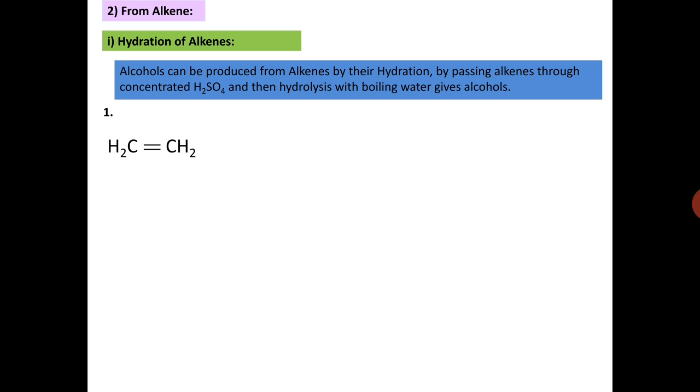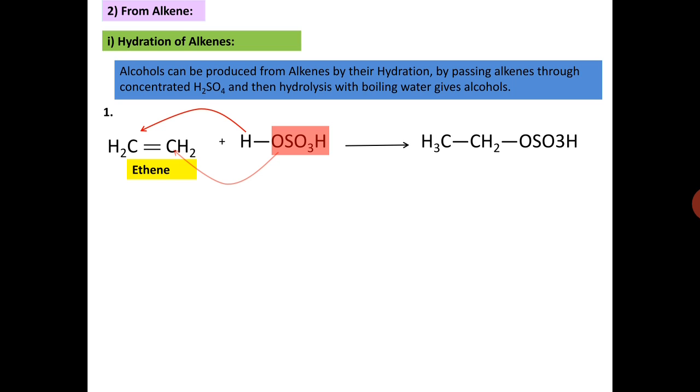The first example is CH2=CH2, ethene, and when it is treated with sulfuric acid, for your convenience we write HOSO3H. H is the positive part and OSO3H, hydrogen sulfate, is the negative part. The hydrogen atom is attached to one carbon and the OSO3H is attached to the other carbon, and the compound formed is CH3CH2OSO3H. The double bond is converted into a single bond.